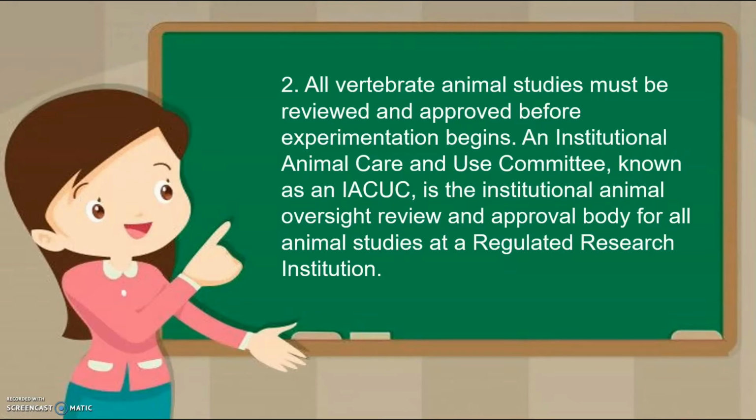Of course, all vertebrate animal studies must be reviewed and approved before experimentation begins by an institutional animal care and use committee, also known as the IACUC, or other agency. This IACUC is the institutional animal oversight review and approval body for all the animal studies at a regulated research institution. So always remember that when you are dealing with vertebrate animals, it will always be reviewed and should be approved by the agency and by the review committee. Because without their approval, you cannot proceed with your science investigatory project.